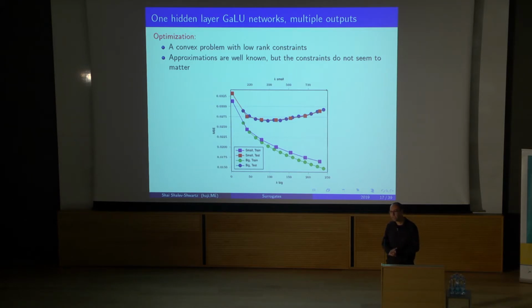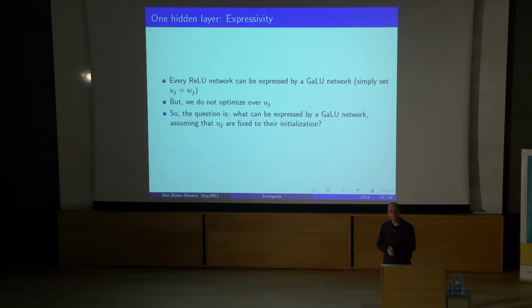When we're talking about more than a single output, it's more tricky, because then the problem is equivalent to minimizing a convex objective, but with low rank constraints. There are many known approximations for this problem, but empirically we found that the low rank constraint is not really important, as it behaves the same with or without it, so let's just forget about it. If we forget about the low rank constraints, we have a provably correct algorithm to train the linear weights. So in terms of optimization, we're much better than ReLU networks. We know exactly what's going on.